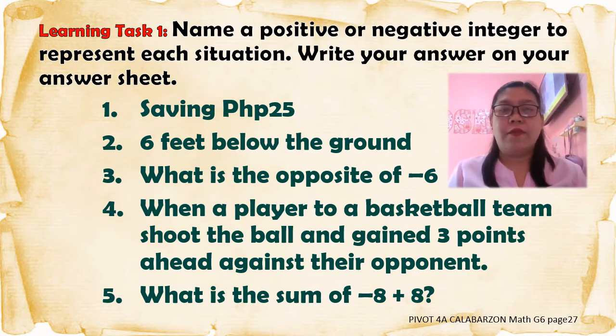1. Saving 25 pesos. 2. 6 feet below the ground. Number 3. What is the opposite of negative 6? 4. A player on a basketball team shoots the ball and gains 3 points ahead against the opponent. 5. What is the sum of negative 8 plus positive 8? Again, pause the video if you need more time in answering.